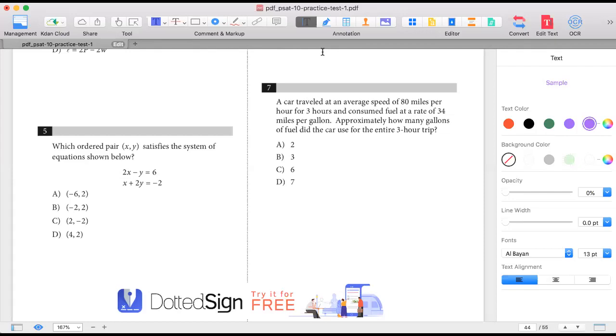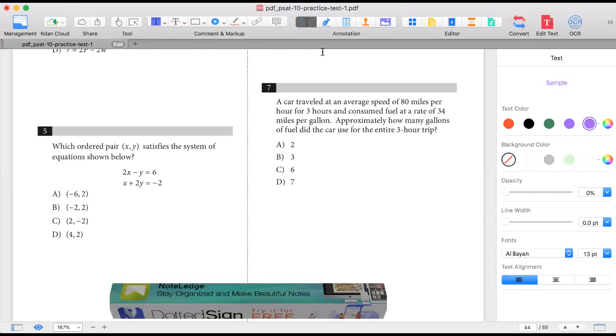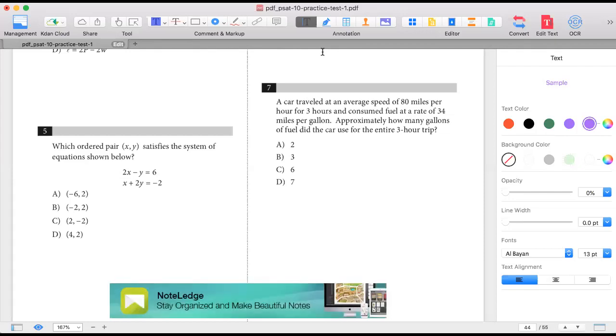Approximately how many gallons of fuel did the car use for the entire 3-hour trip? Okay, since the car traveled an average speed of 80 miles per hour, the distance the car traveled during 3 hours is 80 multiplied by 3.